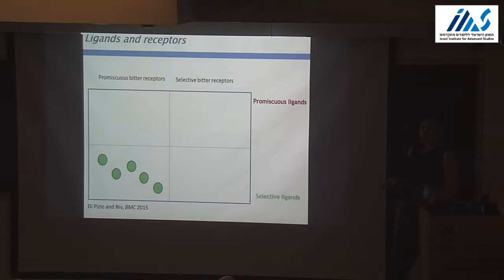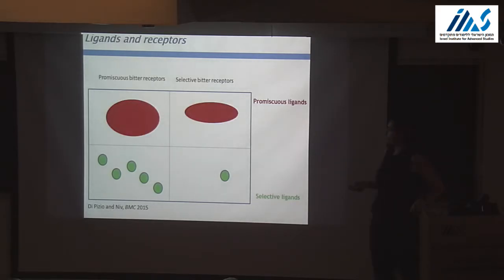But actually what we found was different. We found that most of the selective ligands, so the ones for which we only know one T2R that is activated, most of these T2Rs are promiscuous. So it could not have been something that drove the evolvement of this receptor.